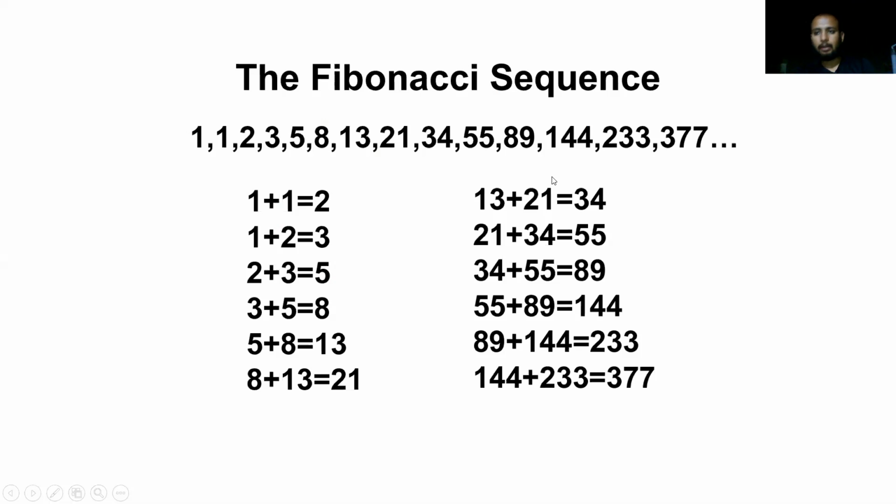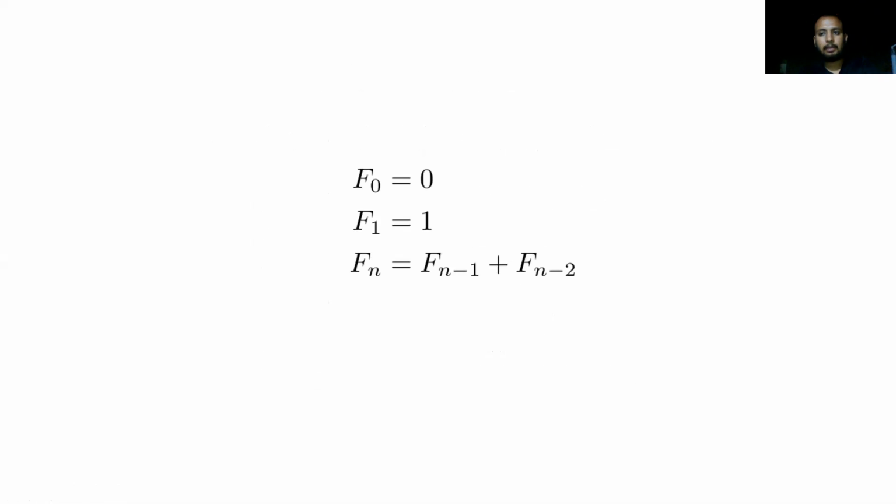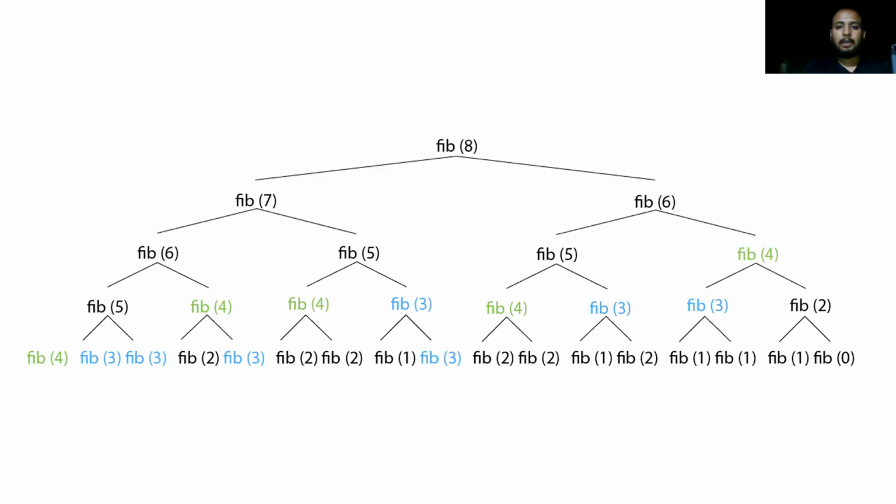In this fashion, this will go on, and this series follows this function equation, where f of 0 is 0, f of 1 is 1, and f of n is f of n minus 1 plus f of n minus 2, meaning the nth term of the series will be the summation of the previous two terms. Okay, now let's move and understand the recursive tree.